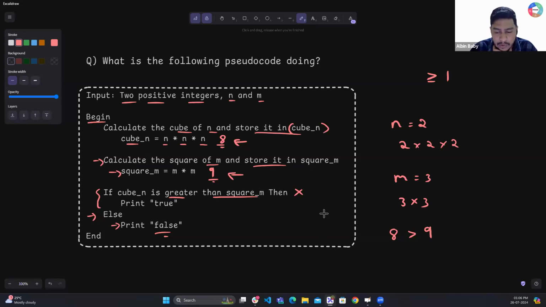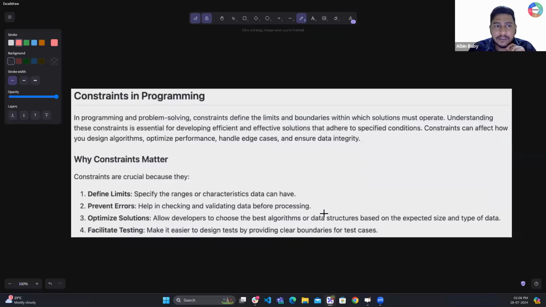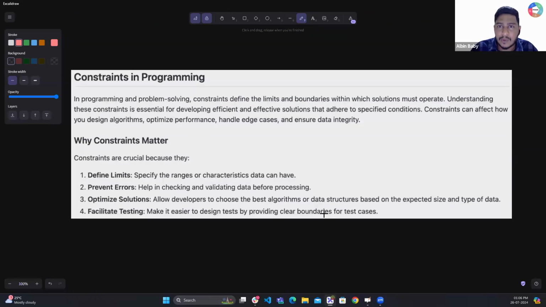Okay, so let's go to the next. It's up to you, any values you can use. The only point is that I'm trying to make you understand the pseudocode. Let's look at the next part, that is constraints in programming.